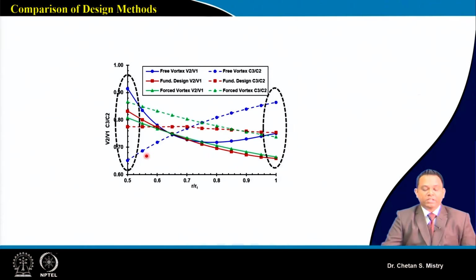And if we are comparing the relative velocity ratios, for our free vortex approach, this shows a variation from hub to tip or shroud. When we compare the case for the forced vortex concept, that variation is not that drastic. We can see nearly the same kind of configuration we are getting in line with what we discussed about our fundamental method. So this gives us an idea about the comparison of these three design methods.